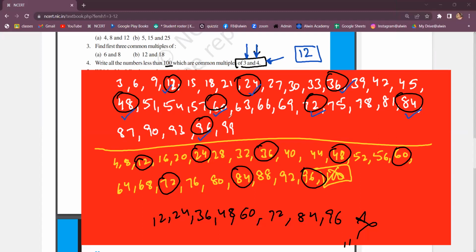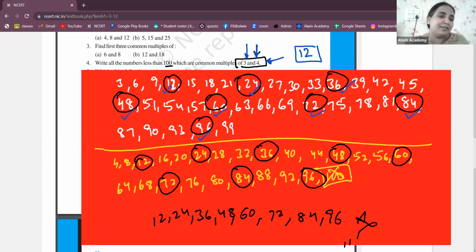Yes, ma'am. Matlab instead of doing all this now, 3 ka table till 99 and then 4 ka table till 96 and then finding the common one, it will take up at least 5 to 6 minutes of yours in the exam. Hai na, which will waste so much of time. So the best way here is if both the numbers are co-prime. If the numbers are not co-prime, this method won't apply there. There's another trick for that.